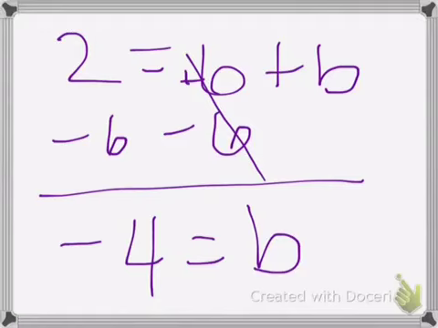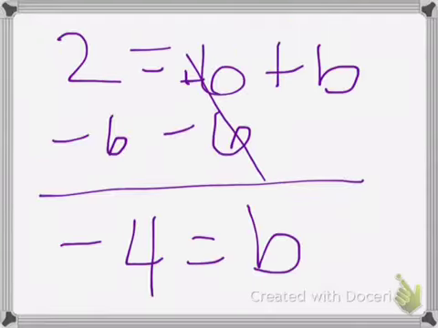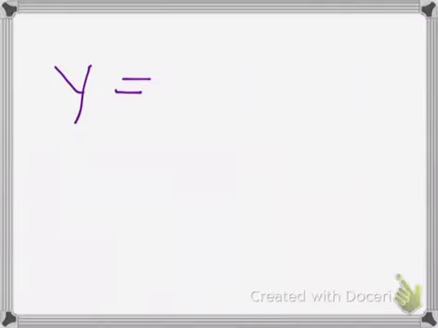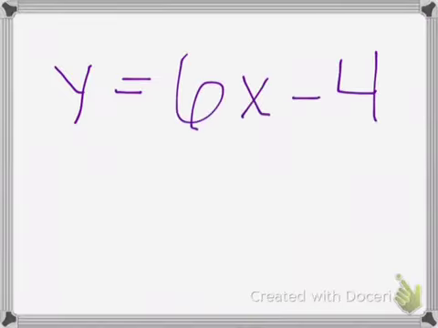So now the last thing we need to do here is just write the equation out. Now we know the y-intercept for this situation is negative 4. So we write y equals, let's go see what the slope was. Said the slope was 6, m equals 6. So you get y equals 6x minus 4. And that's it. And that's writing the equation of the line given the point and the slope.